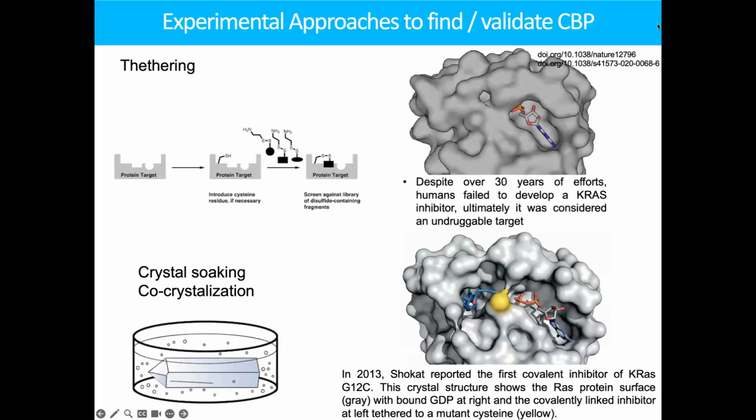I wanted to show you this famous example of a success story with cryptic pockets, and it's the one of RAS. RAS, we all know, is one of the most important oncogenes.